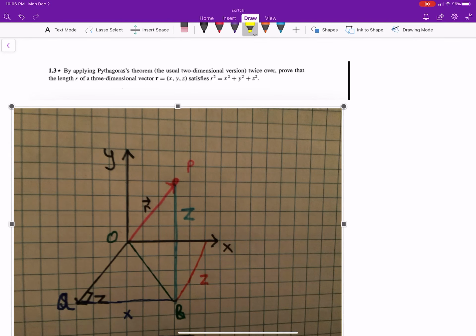Okay, so problem 3. It says, by applying Pythagoras' theorem using the two-dimensional version twice over, prove the length r of a three-dimensional vector is r squared equals x squared plus y squared plus z squared. Basically showing that Pythagoras' theorem extends to the third dimension, which is probably something you've seen in Calc 3 or multivariable calculus, or if you've worked around with three-dimensional coordinate systems. And here we want to show why that's the case.